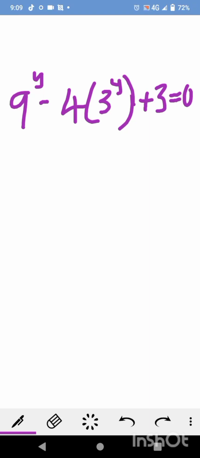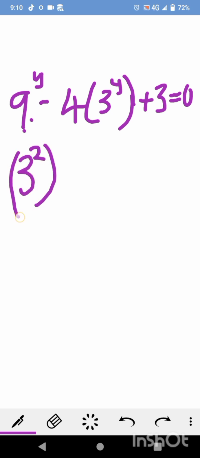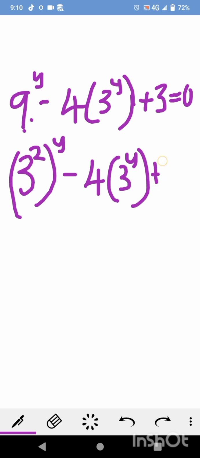Okay, let's see how to solve this other problem. Here we make 9 to be expressed in base 3 so that we can define 3 raised to power y. So there we have 3 raised to power 2, that's your 9 raised to power y, minus 4 raised to power 3 raised to power y, of course, plus 3, and it was equal to 0.